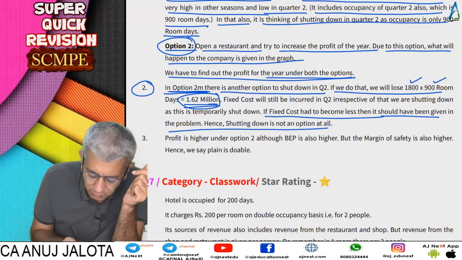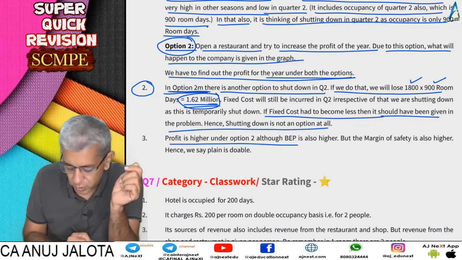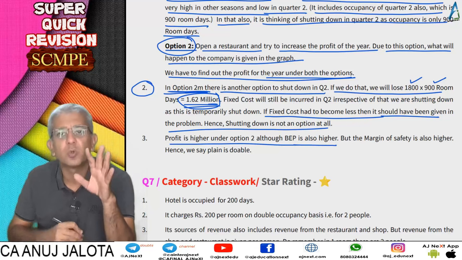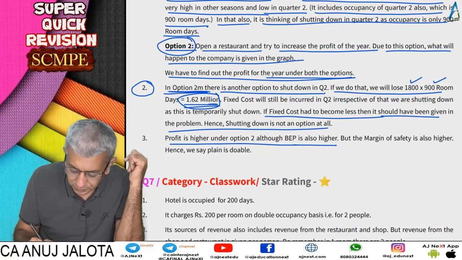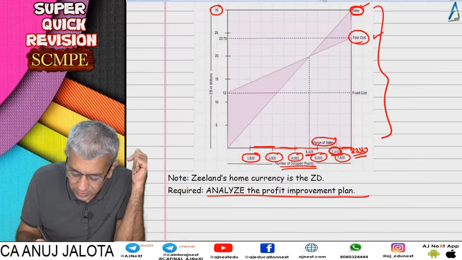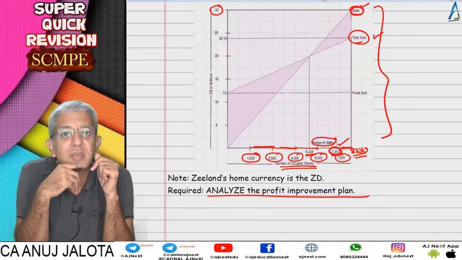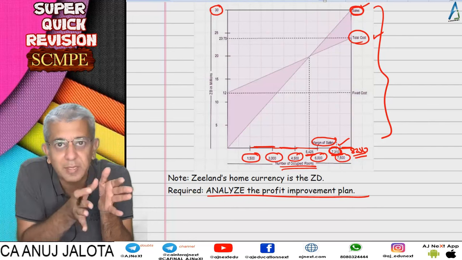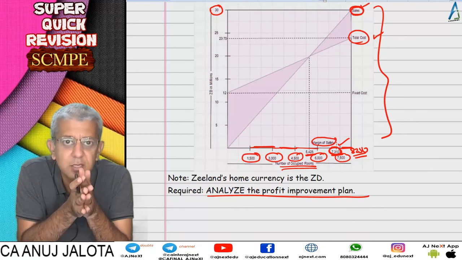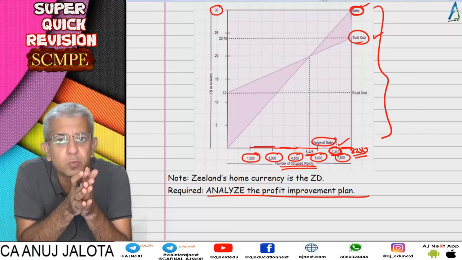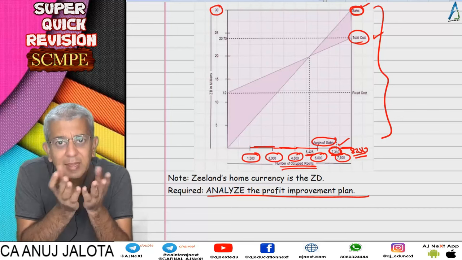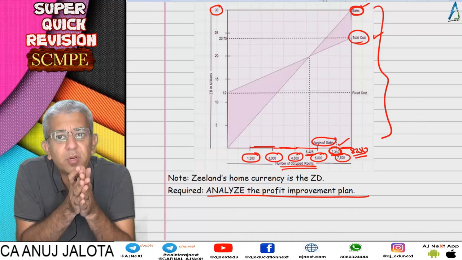Okay, so therefore, profit is higher under option two, although break even point is also high. We try to work out the new profits over here. Okay, that under 7310 room days, if suppose 7310 room days will be there, then in that particular case, what will be the revenue? What will be the cost? We try to work out all those particular things. And then in this particular case, we try to work out the profits.